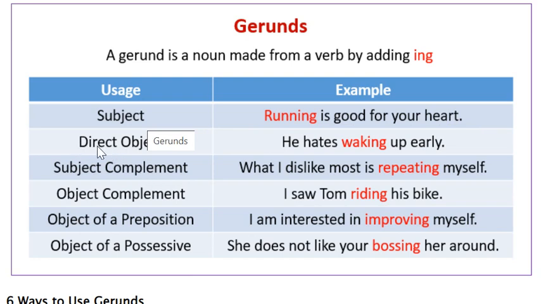And one more, direct object. He hates waking up early. So waking is the direct object, but it is a gerund because the verb becomes a noun when we add ing.